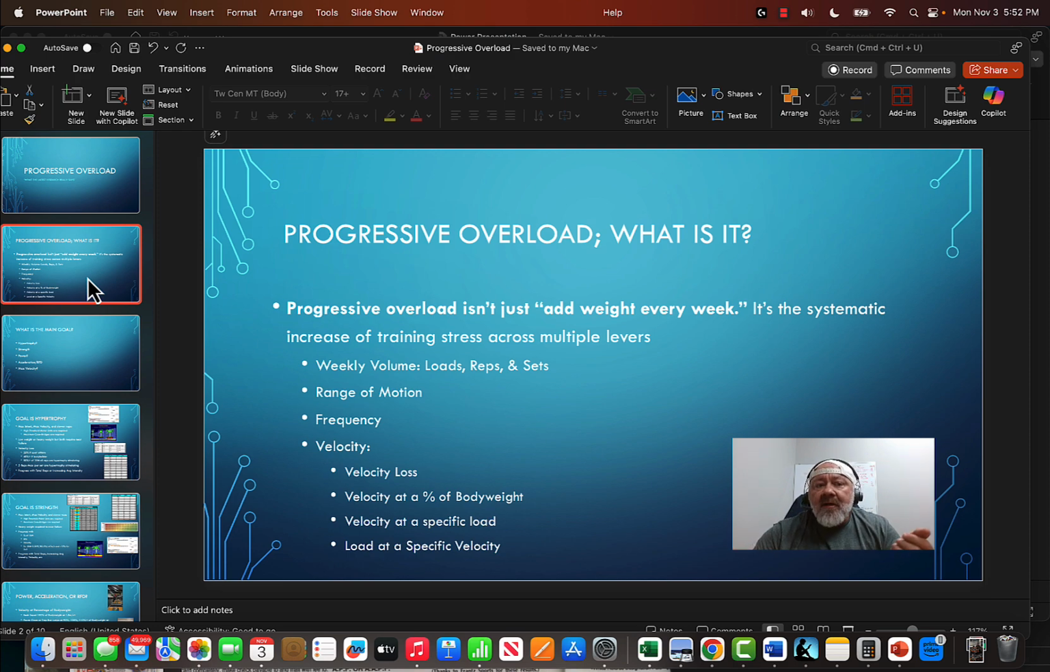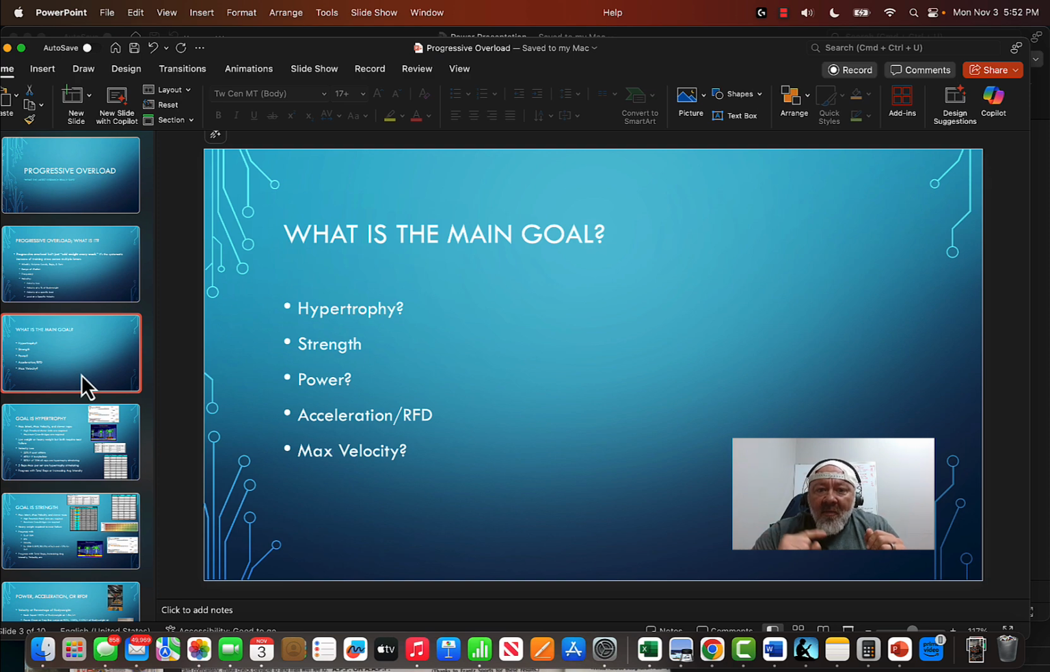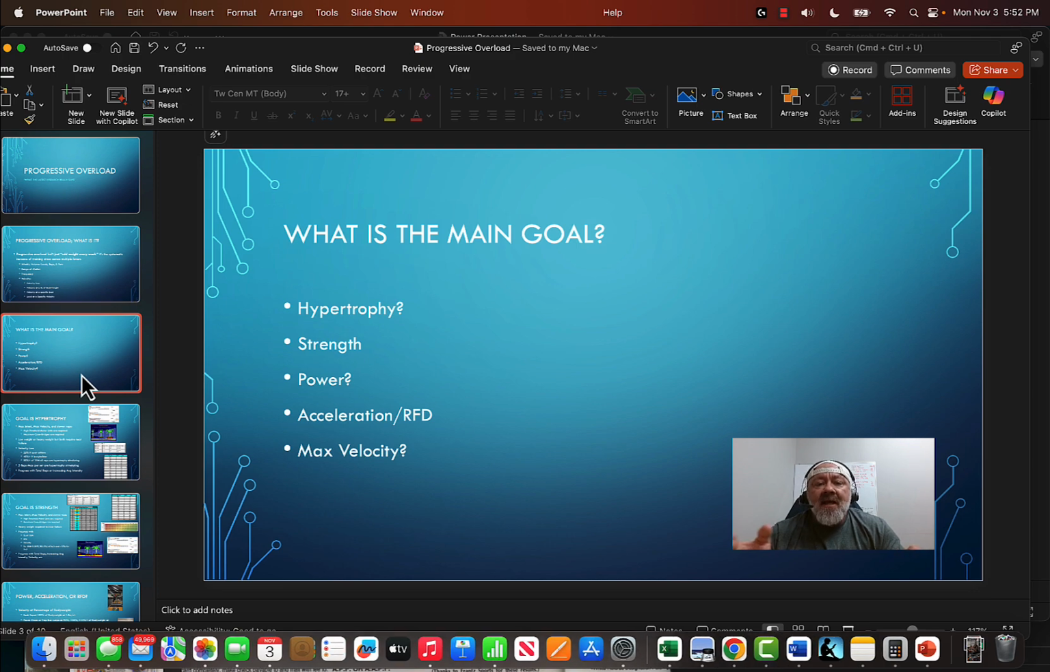It just depends on what you're trying to do because what is the main goal? That's the question we've got to ask when we're talking about progressive overload. Is it hypertrophy? Is it strength? Is it power, acceleration, max velocity? It's going to change depending on which of these is what you're after.